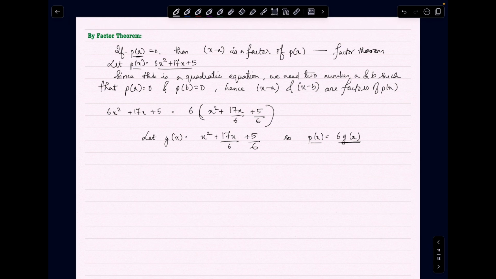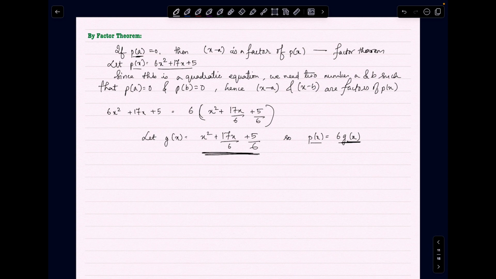I want to find the factors of g of x. If I find the factors of g of x, with 6 also, I will get the factors of P of x. What was the reason for taking 6 out? I will tell you after I solve this part. So I have to find the factors of g of x using factor theorem.